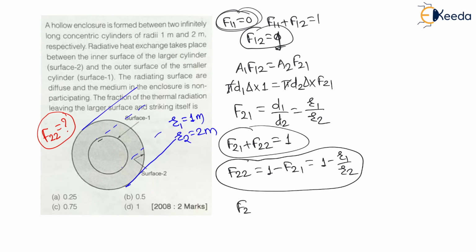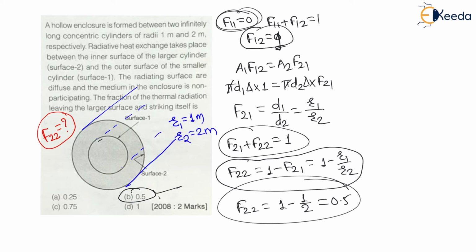Therefore, this F22 is equal to 1 minus r1 by r2, r1 is 1, r2 is 2, 1 minus 1 upon 2, therefore is equal to 0.5. So my dear students, for this question answer B will be the correct choice.